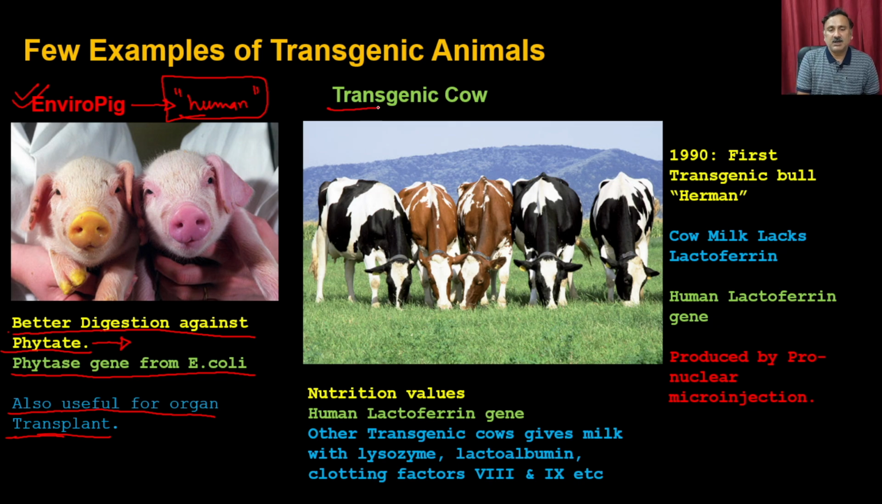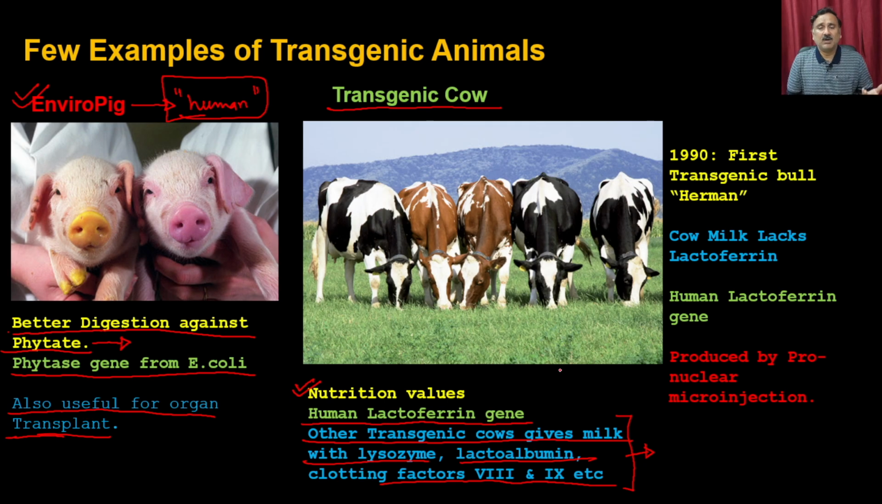Then we have the transgenic cows, right. Transgenic cows are being developed for higher nutritional value, where you are overexpressing the human lactoferrin gene. When you overexpress the human lactoferrin gene, these transgenic cows give milk with lysozymes, lactalbumins, and clotting factors 8 and 9, etc. This is going to increase the therapeutic value of that particular milk, and it is going to be in very big demand in the European countries.